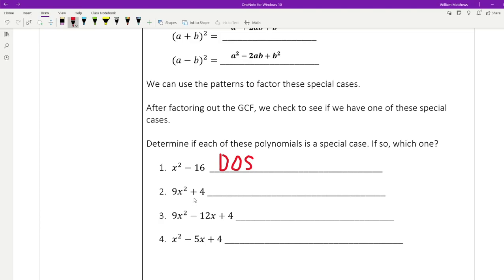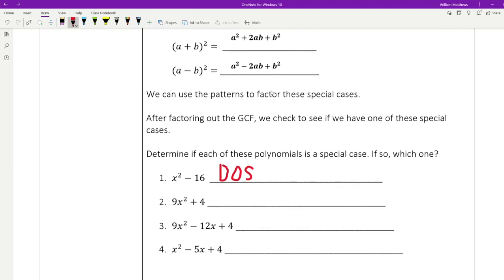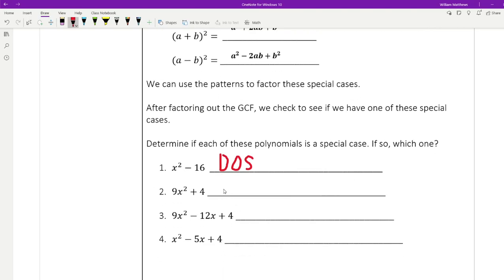Number two, it shows that we have an addition and a binomial. We only have two terms. None of the three formulas have only two terms and addition. This one has a subtraction. So this one is not a special case.